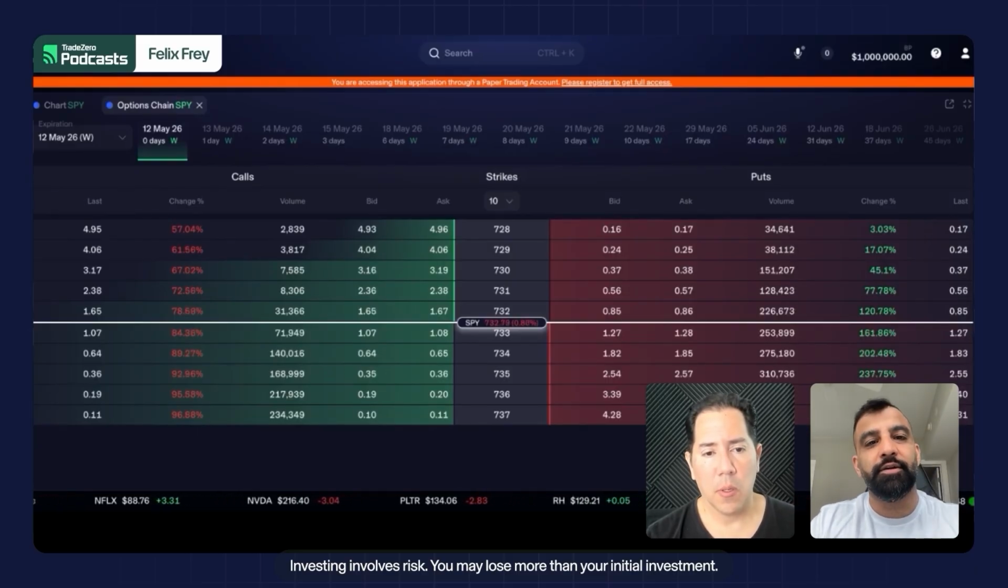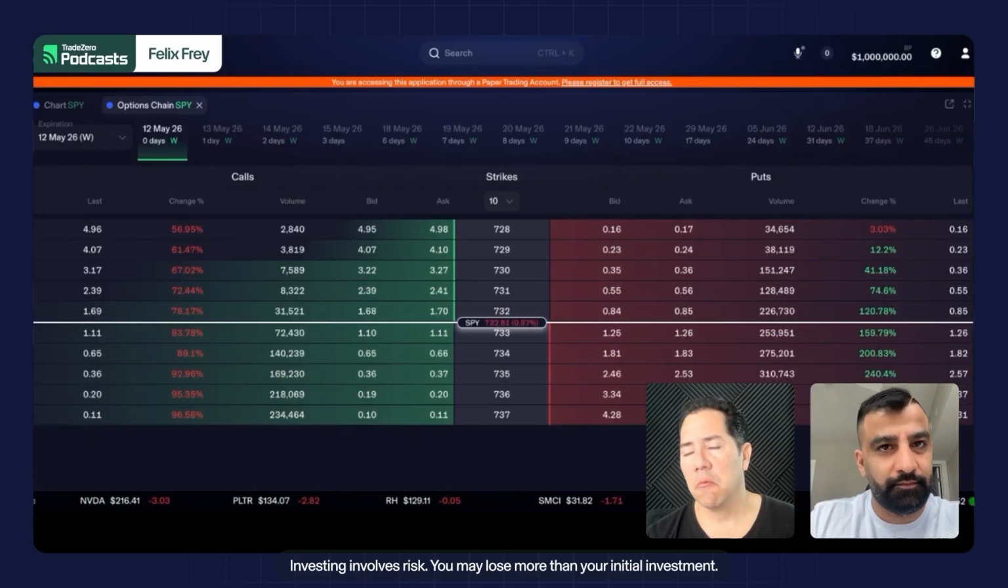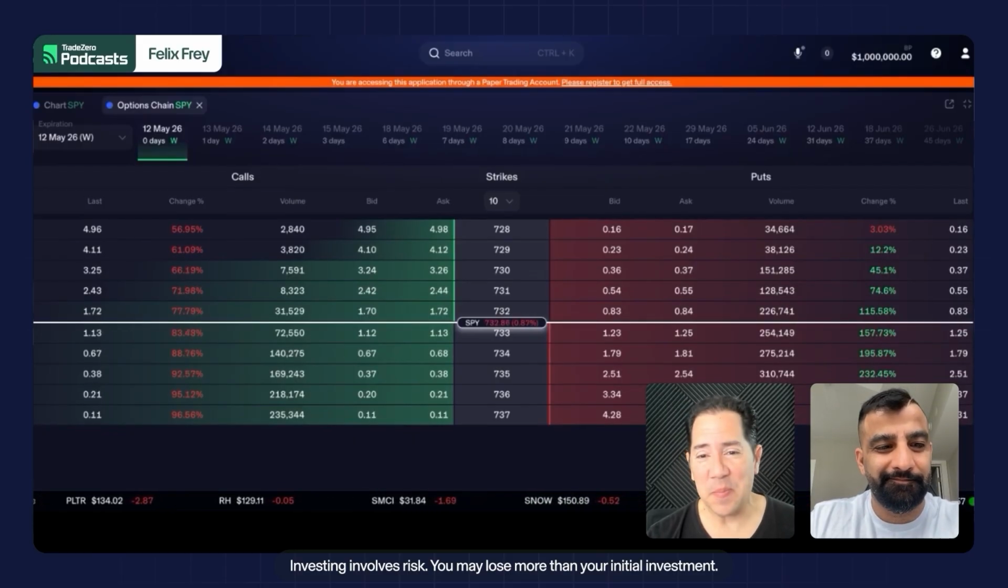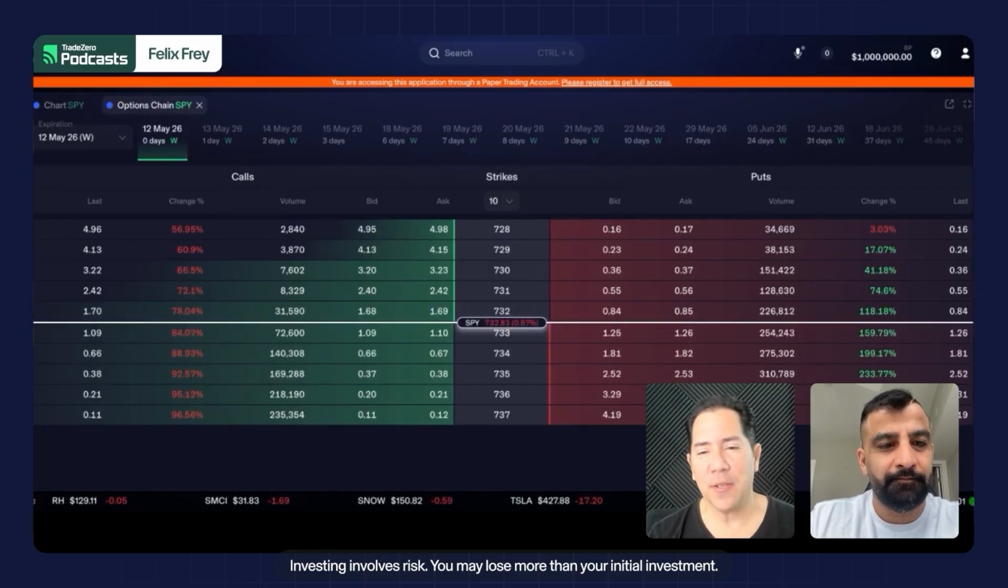This is my screen that I'm sharing. Yeah, sure. I mean, it's basic. The options chain hasn't really changed in 60 years now. Is it 50 years? So it's been the same. Strikes down the middle, calls on the left, puts on the right.